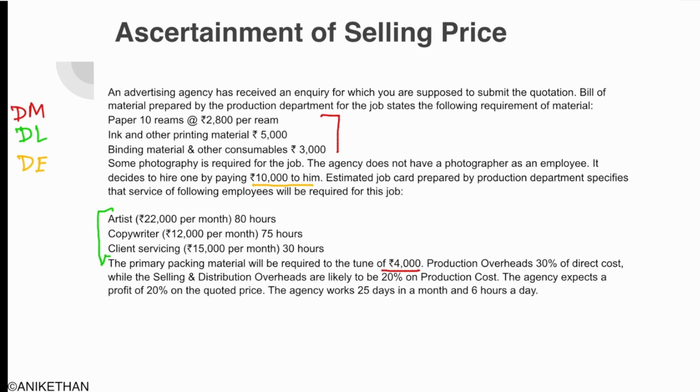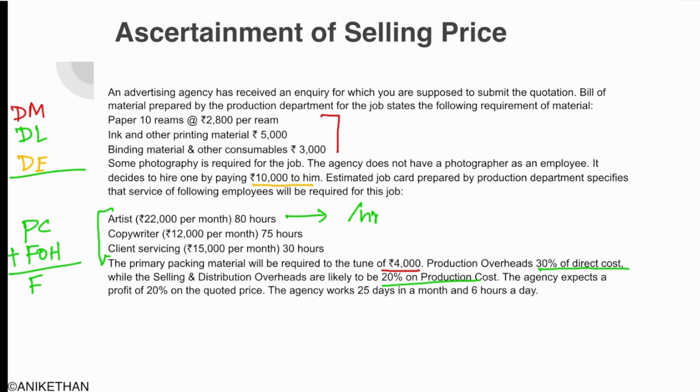How do you do it? From this you derive per hour cost and multiply by whatever hours are taken for this job. So with this you will get prime cost. The production overhead is 30% of direct cost. So production overhead, or factory overhead, is at 30% of your prime cost. Selling and distribution are 20% of production cost.